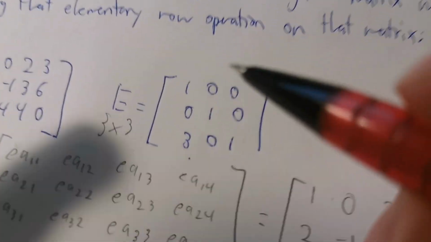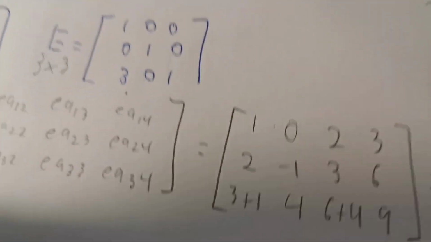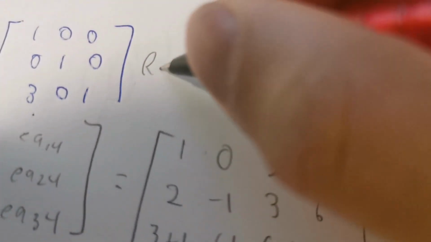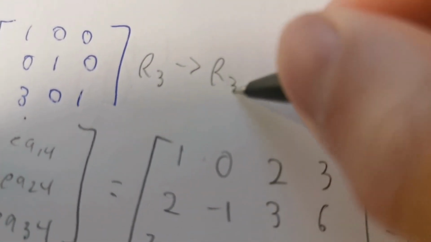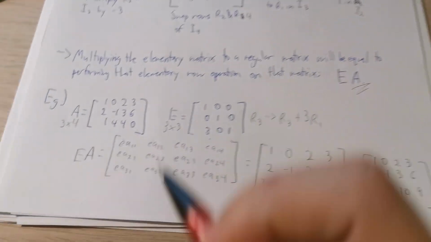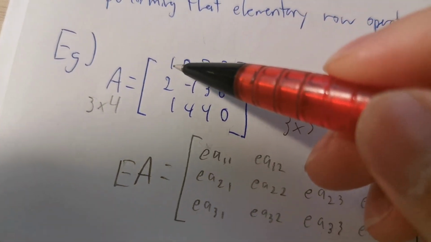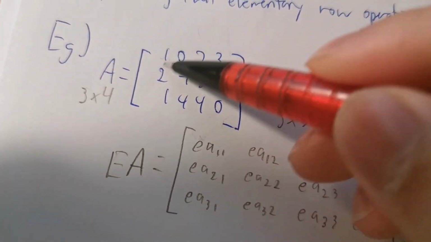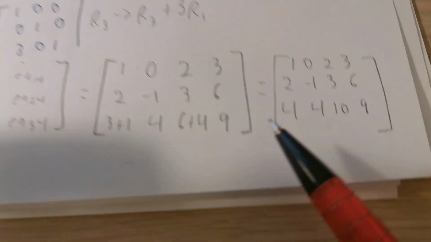It's different. Okay. This one adds, what is it? Shoot. It adds 3 times the first row to the third row. And we can see the same thing here where it's 1 times 3, that's 3 plus 1, we get 4.